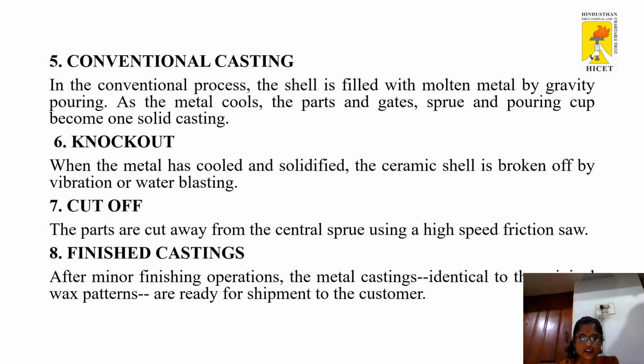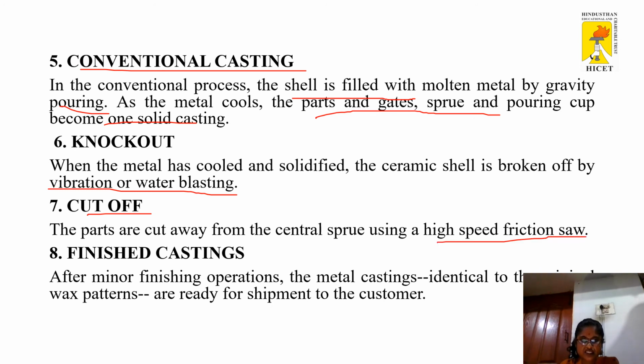Also we have conventional casting. So normal casting process. The shell will be filled with the molten metal by gravity pouring. Once it cools, the parts, gates, sprue, and other parts become one solid casting. So knockout must be done here to remove all that, using vibration or water blasting. Finally, cutting off will be done from the sprue, using a high speed friction saw, and finally the finished casting will be done.